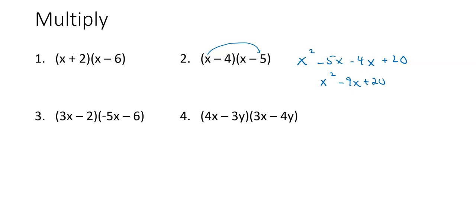All right, try number 4. Number 4 is going to be a little bit different because it's got both x's and y's in the same problem. So 4x times 3x is 12x squared.